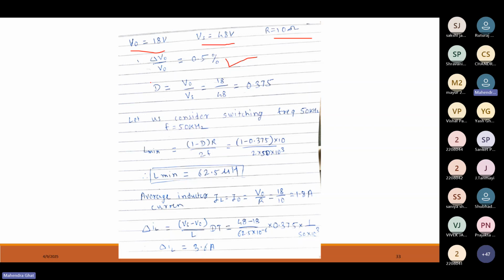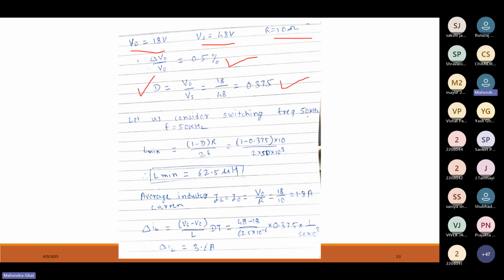So we know the duty D. This is the direct equation we have: VO is equal to D into VS. So D is equal to VO by VS. If I put these values, 18 divided by 48, you will get 0.375.